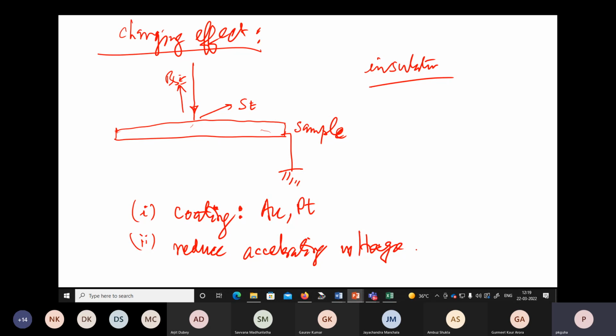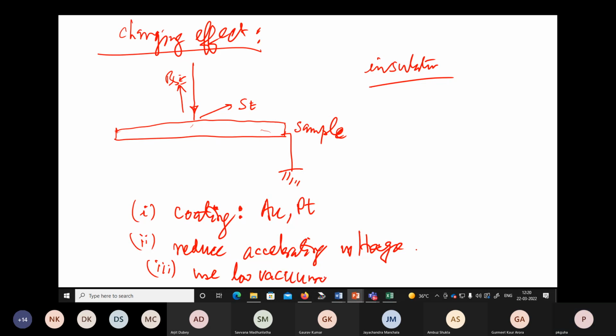So if you reduce the accelerating voltage, the speed of the electron to the sample, or the current due to this electron beam, will be lower. That will reduce the chances of charging effect. You can also use low vacuum, a little bit lower vacuum.